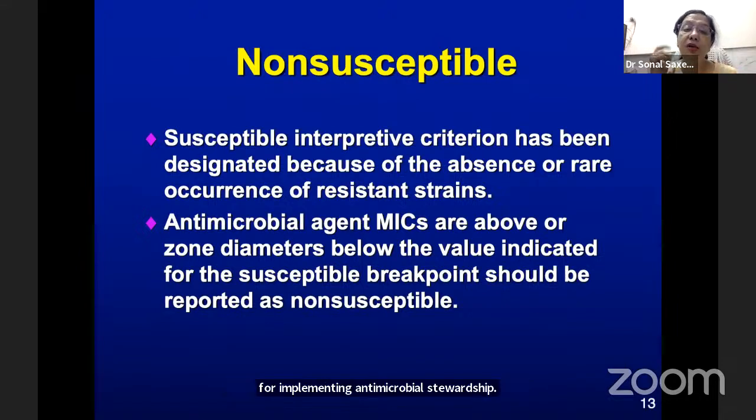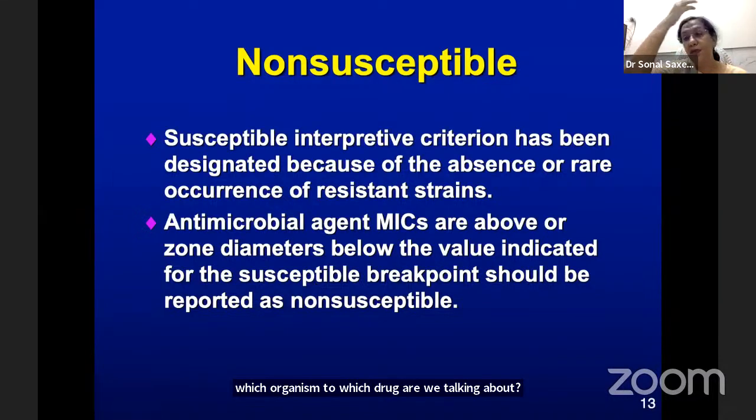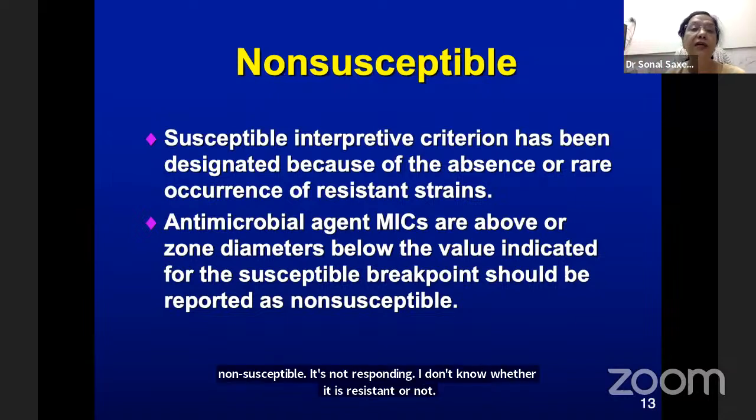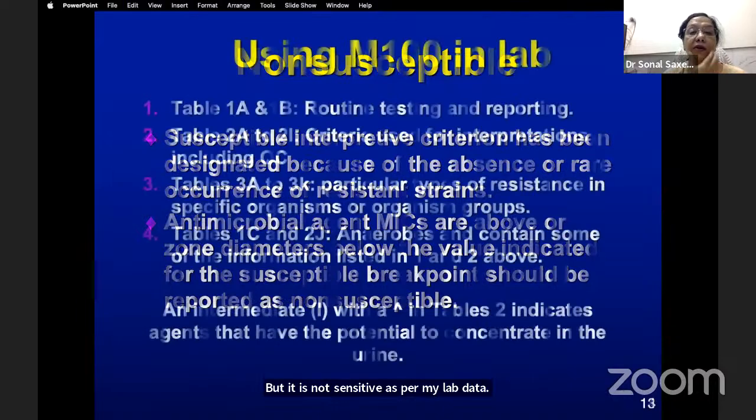Again, non-susceptible. Non-susceptible is where there is no interpretive criteria available. That means you've never encountered a resistant pathogen. Where will you see this kind of situation, that you've not encountered a resistant pathogen, and as a result you do not have a resistant breakpoint? Anybody? Which organism to which drug are we talking about? So if you encounter that resistance, you call it non-susceptible. It's not responding. I don't know whether it is resistant or not, but it is not sensitive as per my lab data. Any drug-bug combination that comes to your mind when we see this?